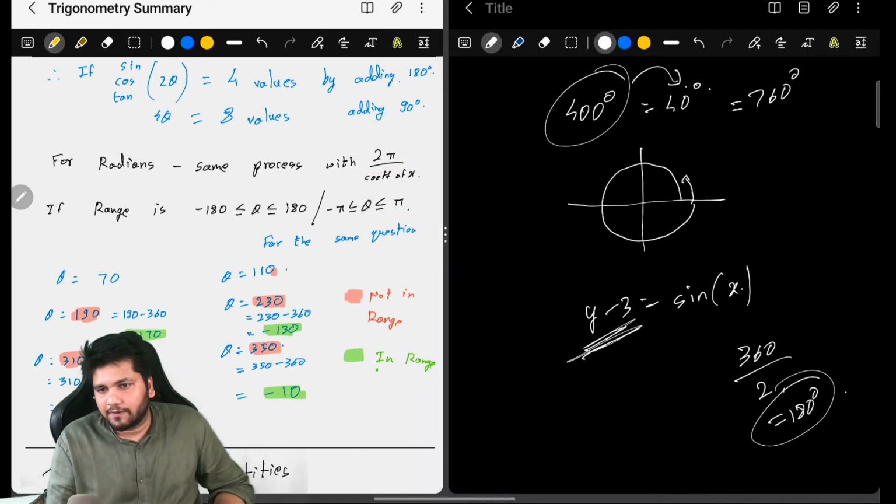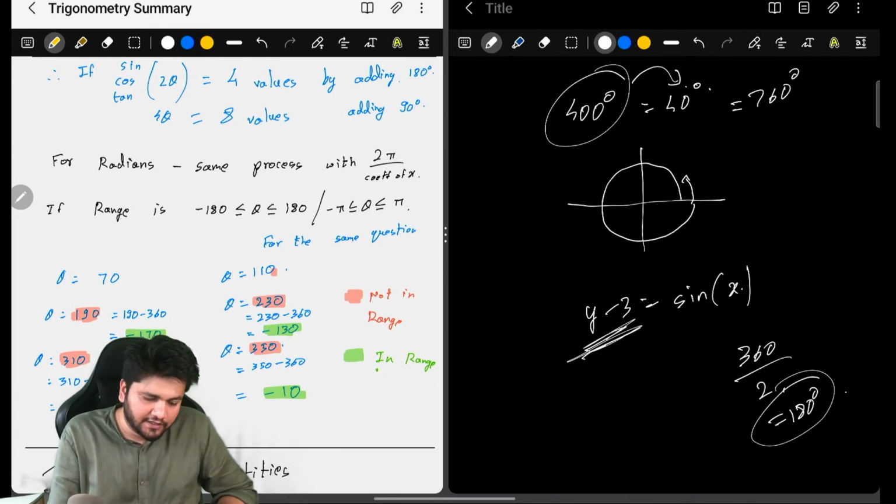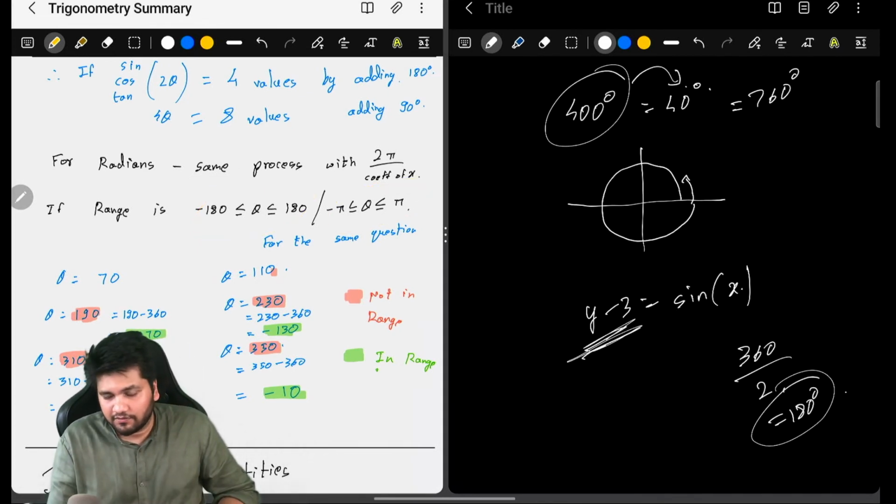So if it is 4 cycle, then we are going to add pi by 2, pi by 2, 2 pi by 4, which is pi by 2, that way. Also, if the range is minus 180 to 180, which is minus pi to pi, sometimes they will ask you, most of the time they won't give you directly 0 to 360 degrees, but sometimes they ask you minus 180 to 180. For that, what will we do?